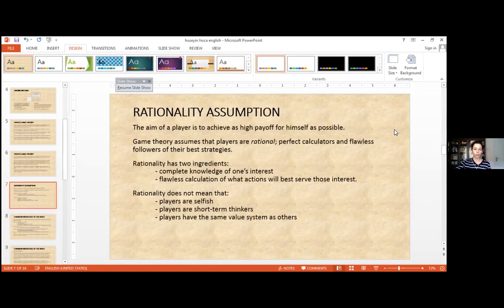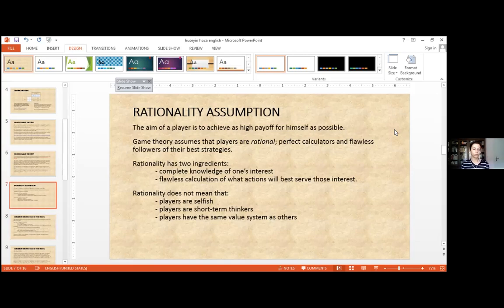So actually, each player doesn't really know the other players' value system. They don't even know their own value system constantly. So this may lead to incomplete or asymmetric information. This is a tricky part of game theory, and it leads to different solutions.